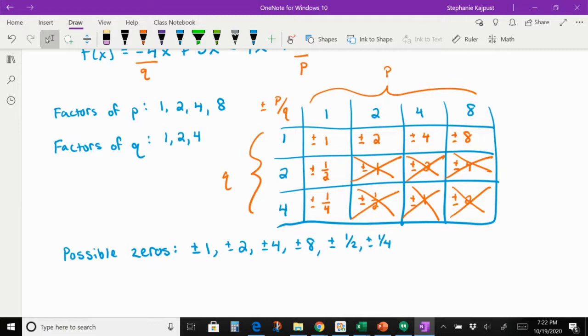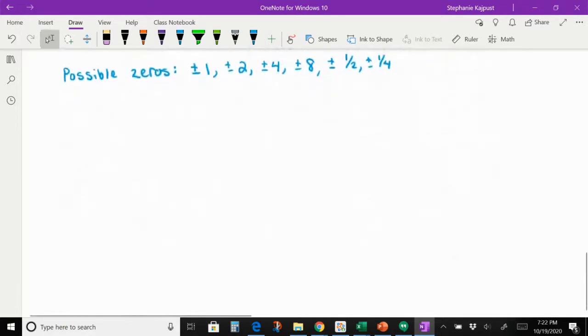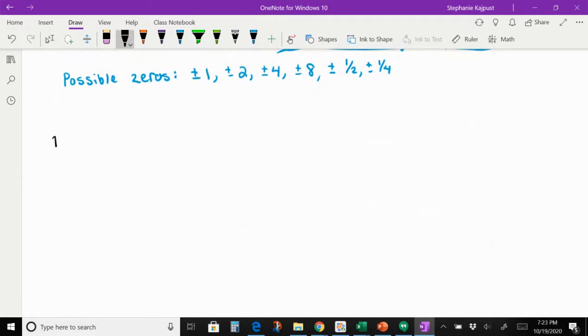There's another theorem that we can use to narrow this down even more, and that is Descartes' rule of signs. Descartes' rule of signs usually confuses people, but it's not so bad.